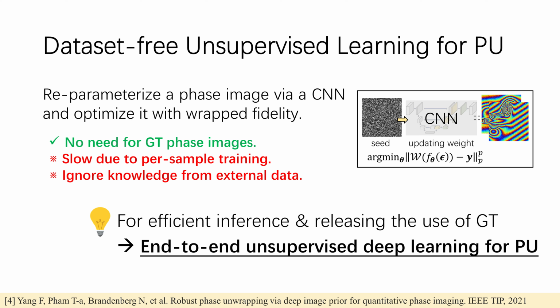One method uses CNN to reparameterize the phase image, optimizing its weights to fit the observation. While GT is not required, it needs per sample training, thus slow and unable to learn from external datasets for higher performance. Considering these limitations, can we have a method fast in inference and independent of GT? We show that the answer is yes, and the solution is end-to-end unsupervised deep learning for PU.